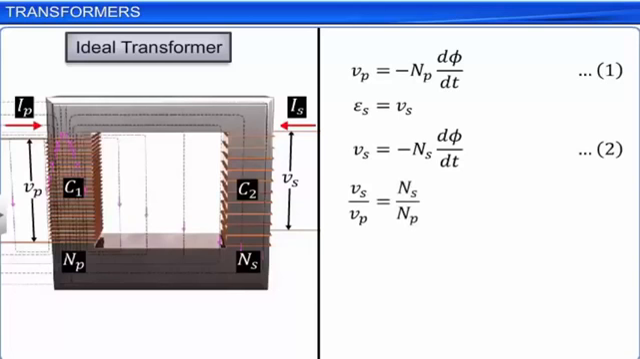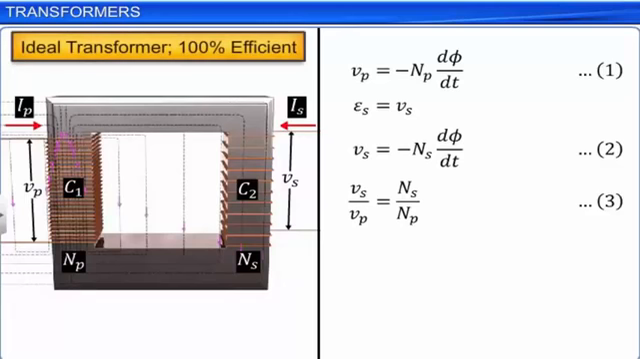Thus, we observe that the ratio of the voltage across the secondary coil to that across the primary coil of a transformer is the same as the ratio of the number of turns in the secondary coil to that in the primary coil, respectively. Assuming the transformer to be 100% efficient, that is, there are no energy losses, then the input power is equal to the output power.